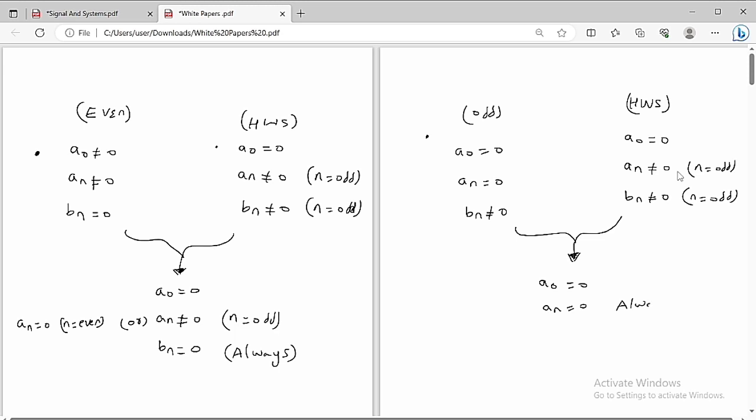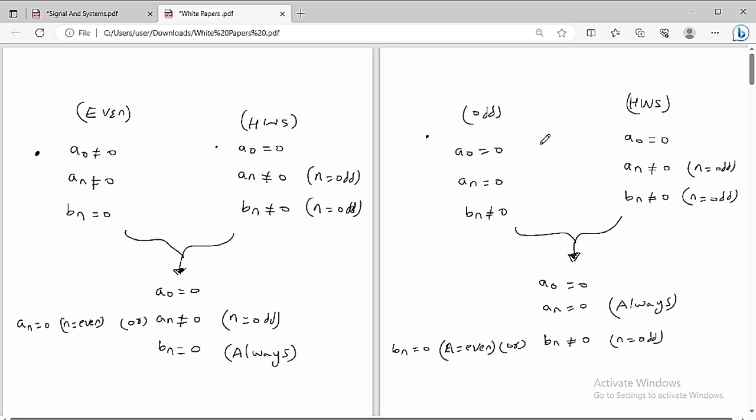Now here bn is not equal to 0 for all values of n, and bn is not equal to 0 for only odd values of n. So definitely it will become this one only. Therefore bn is not equal to 0 for odd values of n, or you can say vice versa, bn is equal to 0 for even values of n. You can say like this also.